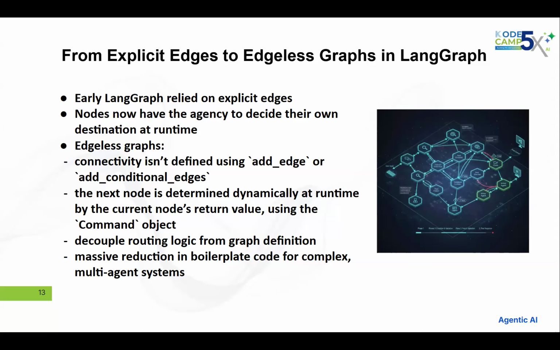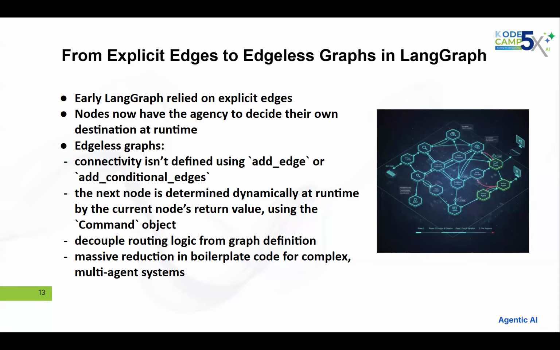So this decision is determined at runtime, like I said, and the node specifies that in its return value, using an object called the command object. For edgeless graphs, the return value must be a command object, and that command object specifies the next node to go to. So there is actually an edge, but it's an implicit edge, right?